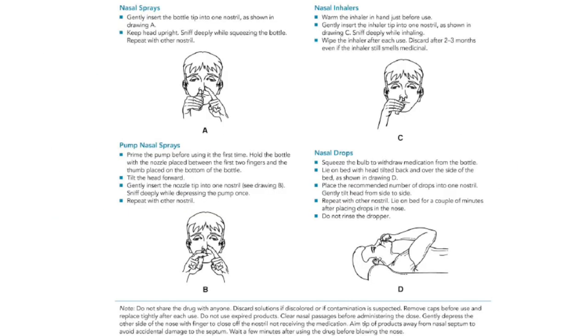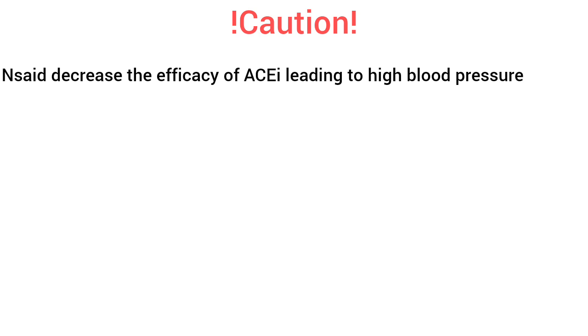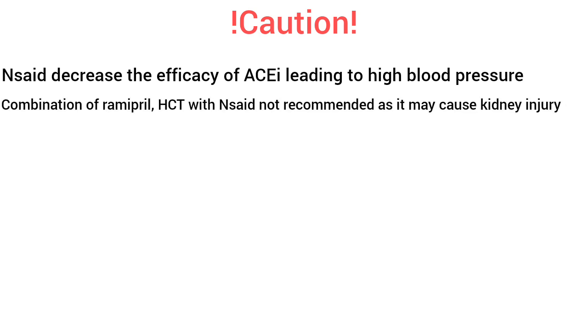The following figure shows an overview of every type of nasal route formulation and how they are used. ACE inhibitors should never be given with NSAIDs, as NSAIDs will decrease the efficacy of ACE inhibitors, and thus this will lead to an increase in blood pressure. In addition, the combination of ramipril or hydrochlorothiazide, which are used for management of hypertension, along with NSAIDs may result in kidney injury, so they must not be used together.